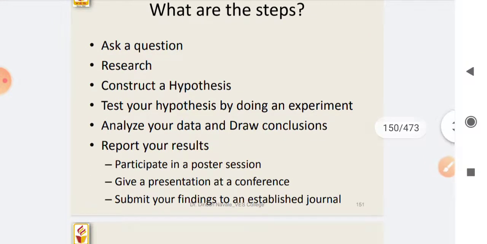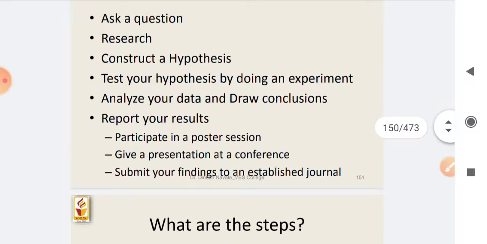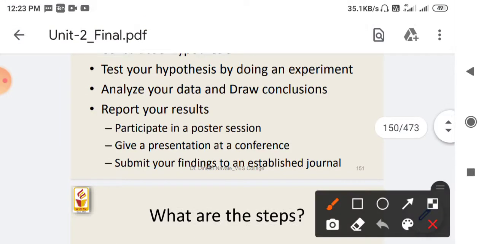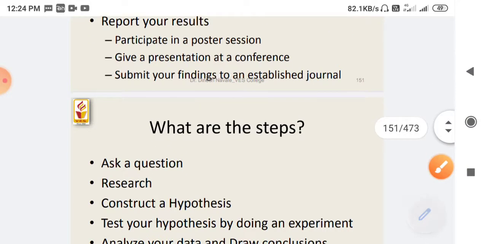Once we have the details of our data and analysis, we make the conclusion by comparing all the results from all the samples, and based upon that we will report our results to a particular journal, a poster presentation or a conference. We might report our results in a poster presentation or some presentation at a national or international level conference, and we might submit our results to established journals.